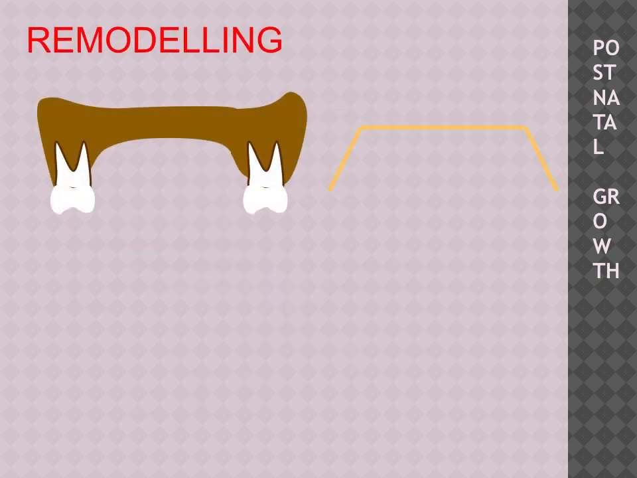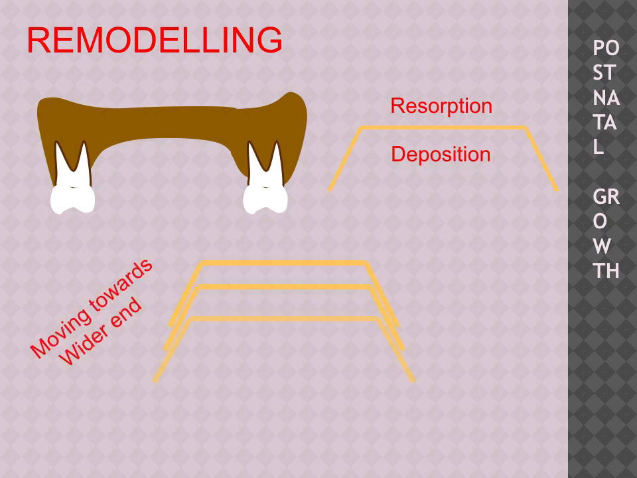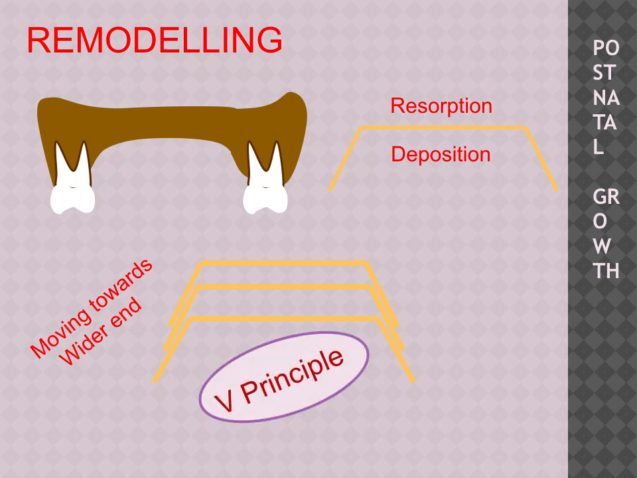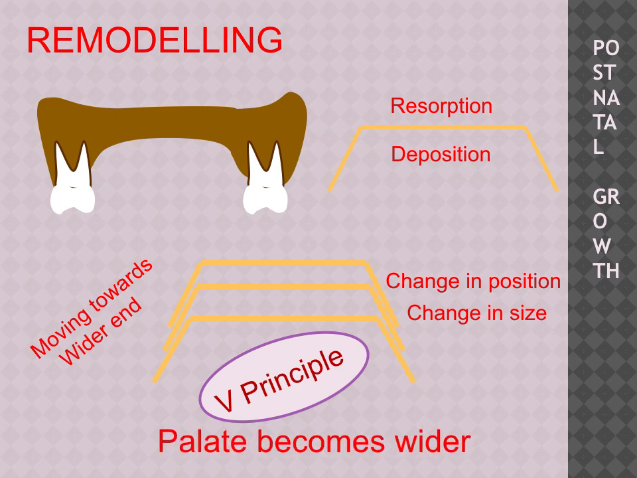And if we concentrate and look at the remodeling, look at the shape in which it is happening. Not V, but you can definitely say it is a modified V. Okay, with the entire palate moving down and widening, which goes according to your V principle of growth. So there is a change in position and change in size, both happening together, with palate becoming wider with age.